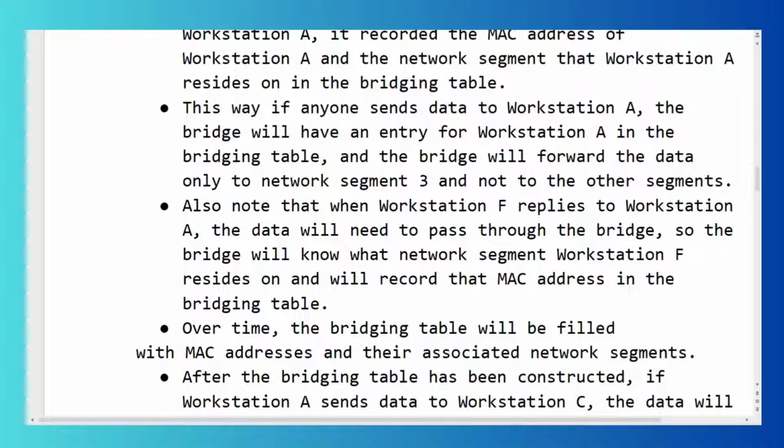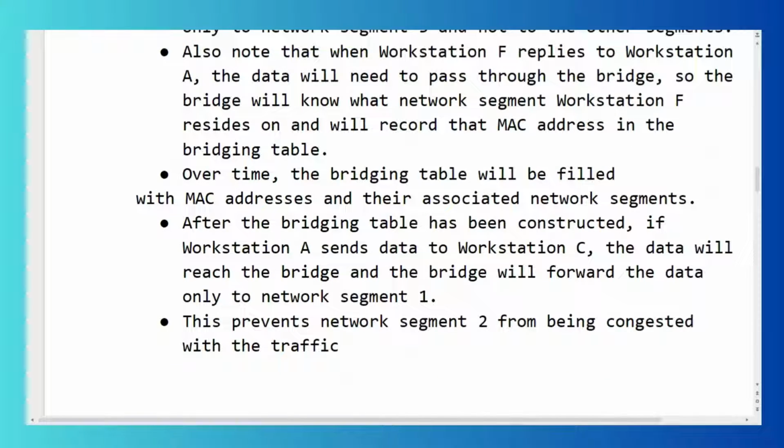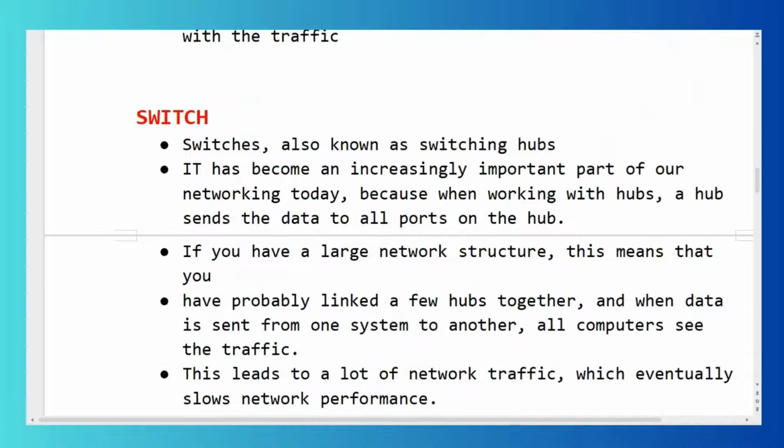Over time, the bridging table will be filled with MAC addresses and their associated network segments. After the bridging table has been constructed, if workstation A sends data to workstation C, the data will reach the bridge and the bridge will forward the data only to the network segment of workstation C. This prevents network segments from being congested with traffic.